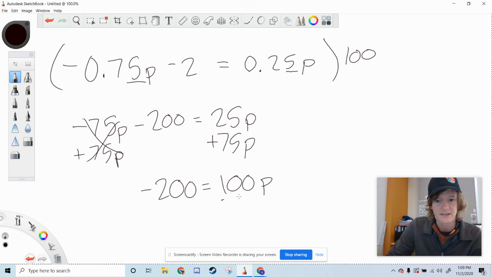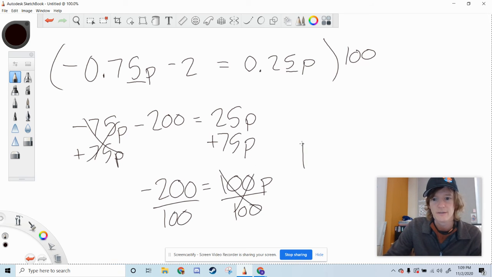Last step, divide by 100, cross your hundreds off. 200 divided by 100, p equals -2.